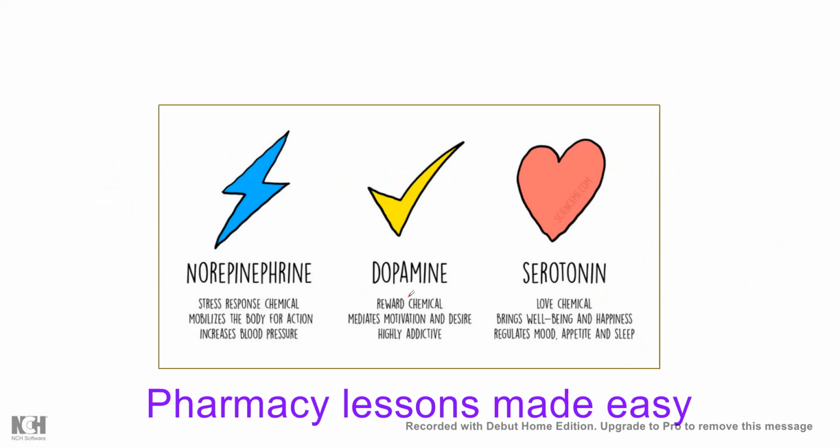Noradrenaline or norepinephrine is responsible for the stress response. It is a chemical that mobilizes the body for action. It increases the blood pressure. That is the main action of norepinephrine.